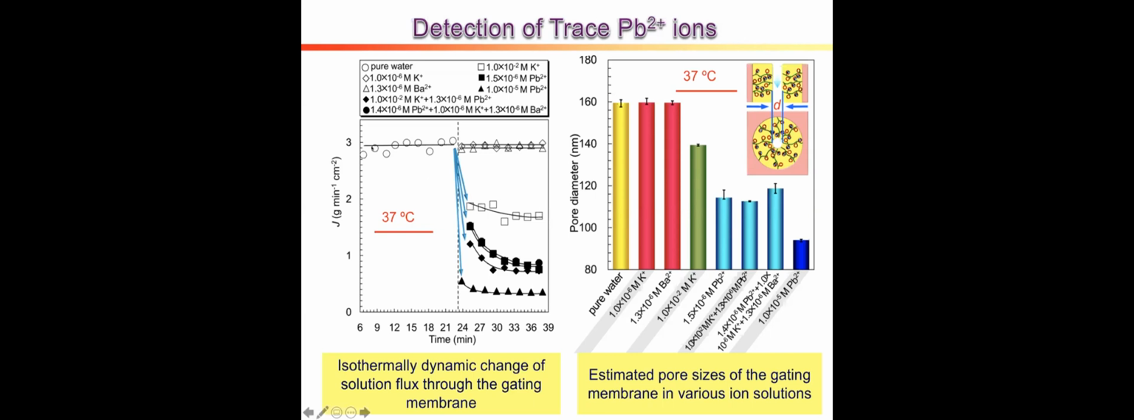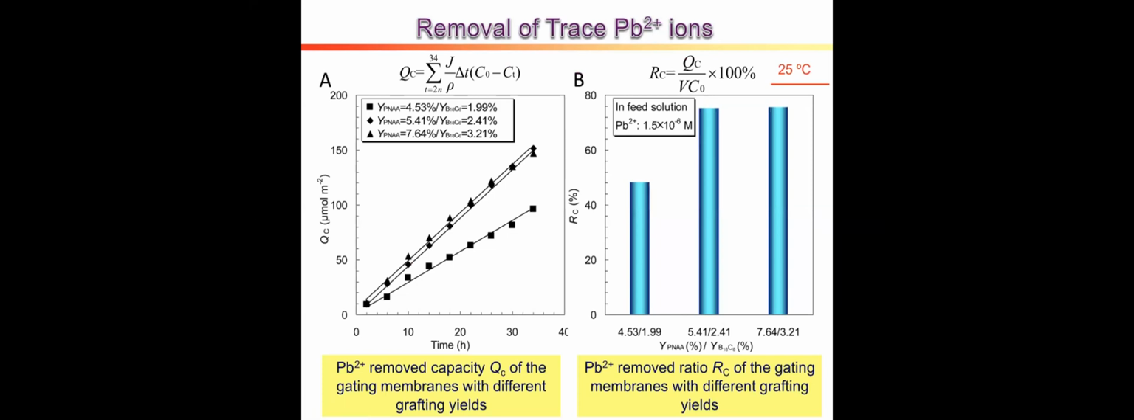So when we change from pure water to the ion solutions with lead ions, the flux of the membrane decreases significantly. The pore size of the membrane can be calculated as decreased too. On the other hand, the gating membrane can also be used to remove the trace lead ions, as the removal rate of the membranes can reach about 78%.